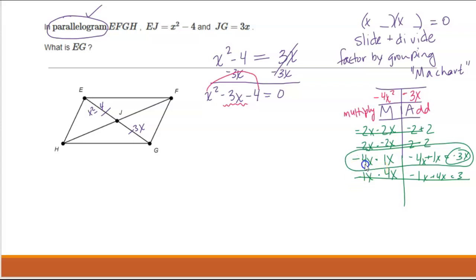These two numbers now we're going to use to replace the middle term. So instead of negative 3x, I'm going to write negative 4x plus 1x and just bring everything else down. So I just brought down the x squared and the negative 4. I didn't do anything fanciful or magical. All I did was instead of writing negative 3, I wrote negative 4 plus 1. That's allowed, right? We're basically going in reverse. We're factoring.